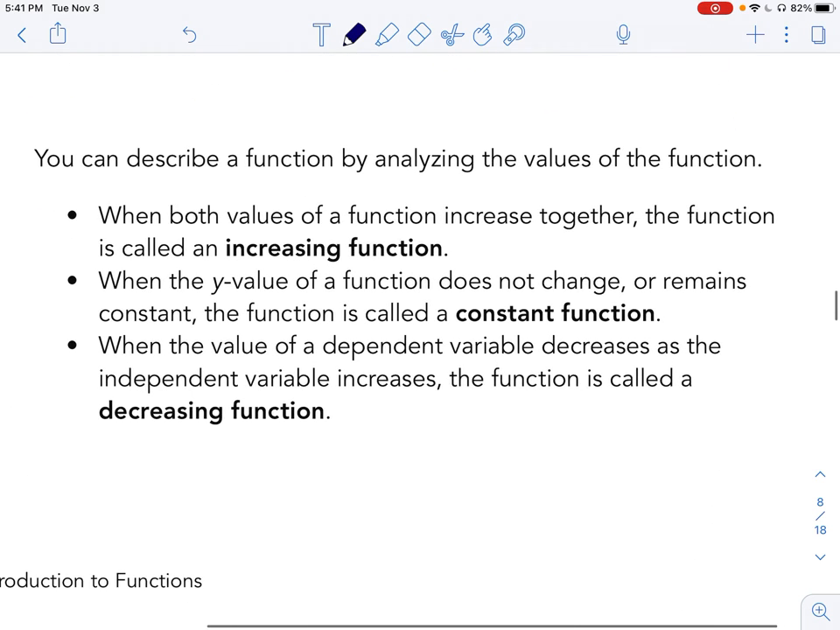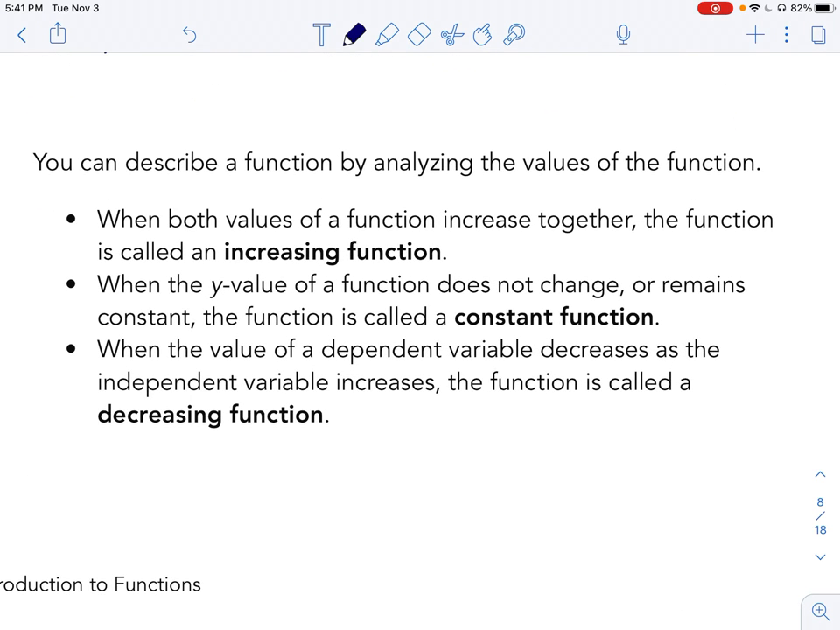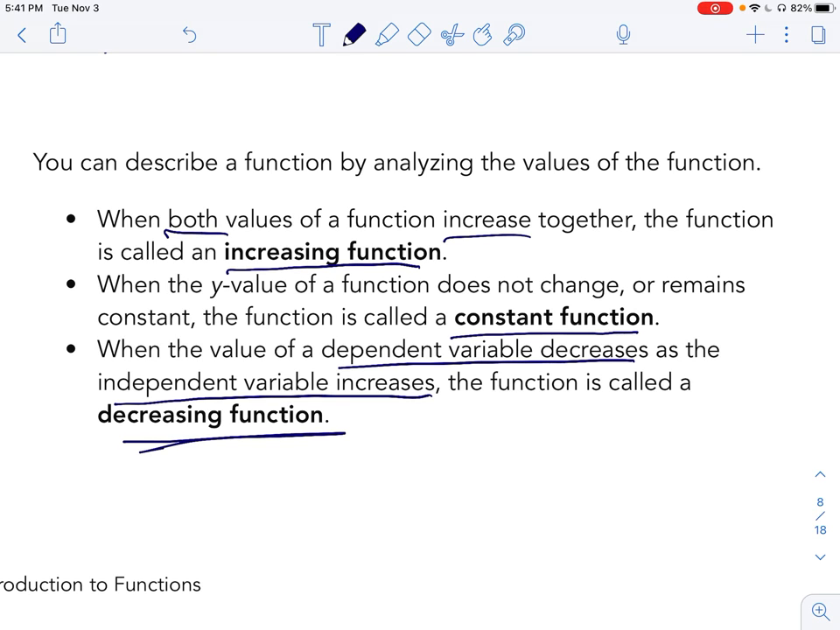Okay? So you can describe a function by analyzing the values of the function. When both values of the function increase together, you have what is called an increasing function. When the y value of the function does not change or remains constant, it is called a constant function. When the dependent variable decreases, so when the y decreases as the x increases, you have a decreasing function. So it goes like this.